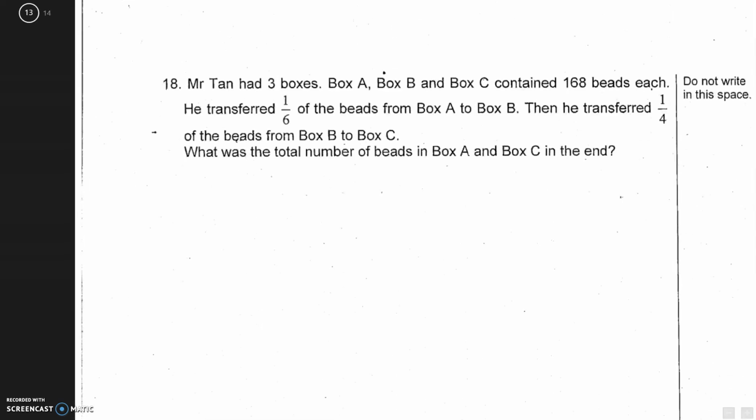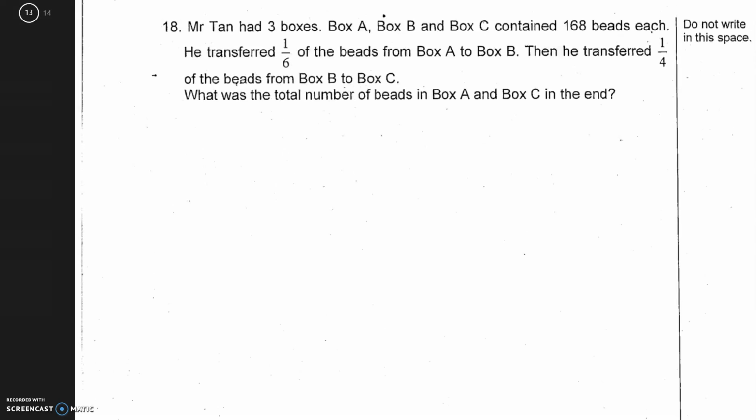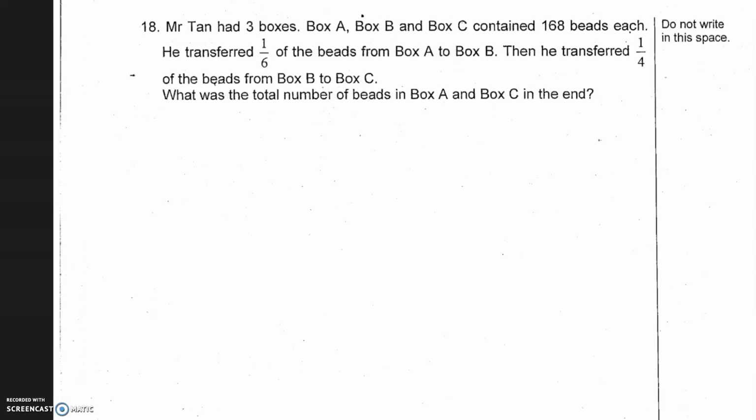Let's go on to question 18, which is also our last question already. Okay, now this has got to do with MSP as well. This concept was called the unchanged total that we did, I'm not sure, in primary 4 if I remember correctly. Now, if you remember the whole story over here, boxes A, B, and C contain 168 bits each.